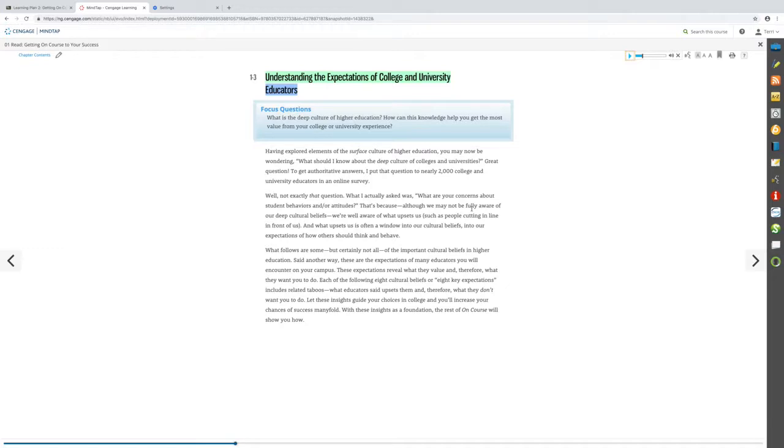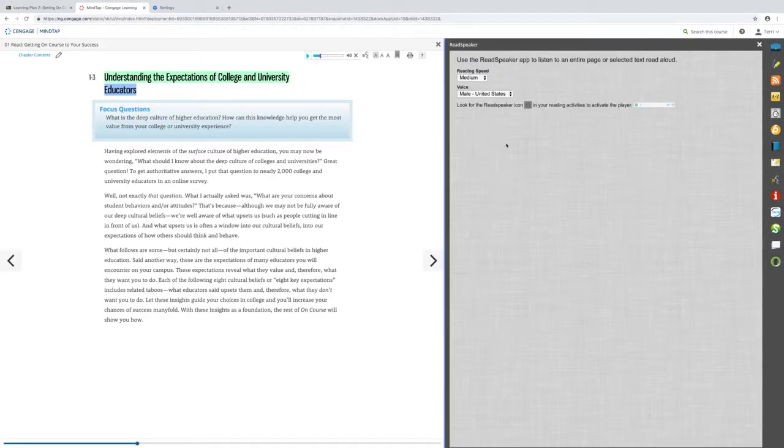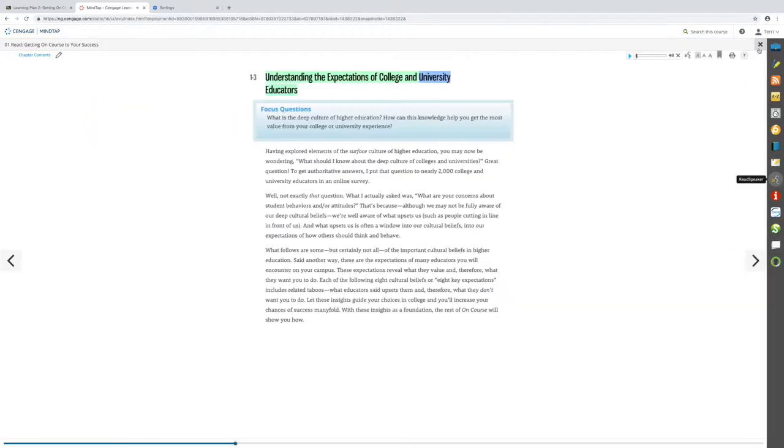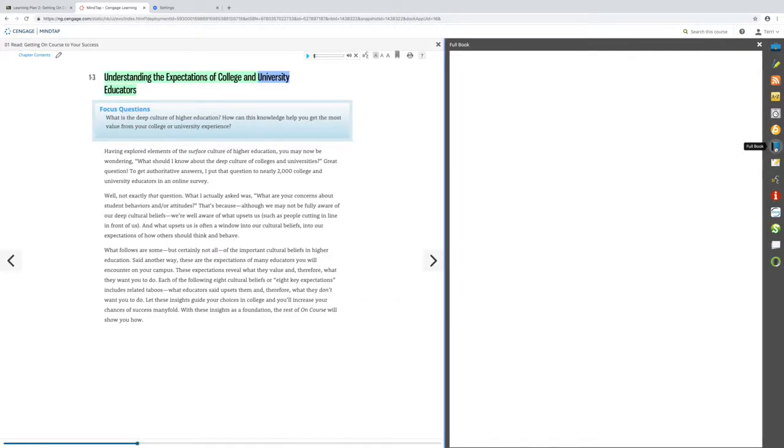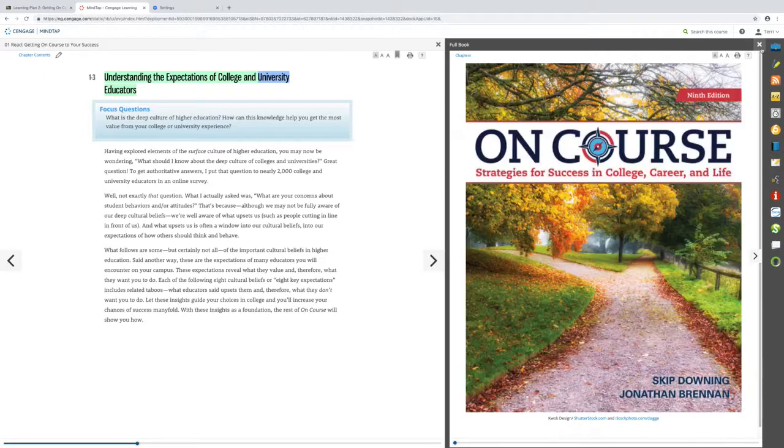You can change the pace of it on the right hand side. This is a male United States voice. You could do a male British voice because those are always fun. Anyway, you can have fun with that. So it does read to you, so that's something to pay attention to. Regardless of what assignment you're in, you can always come here and click the full book and you'll get your book. Okay, so that's always really nice to have.